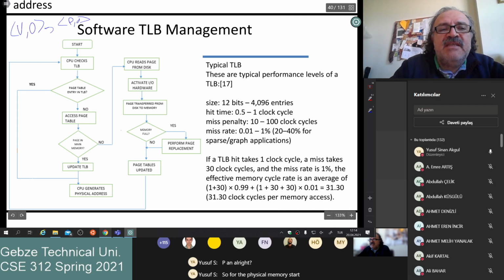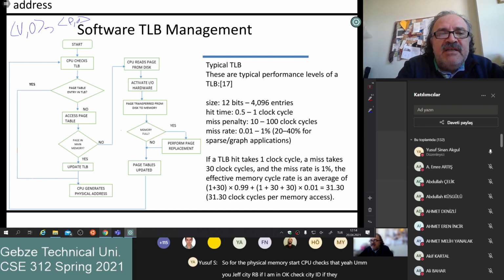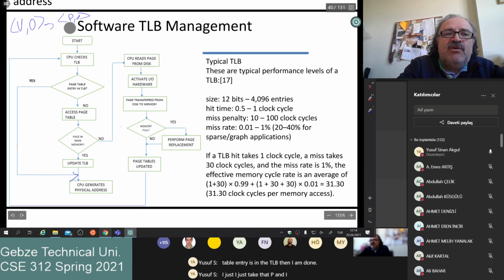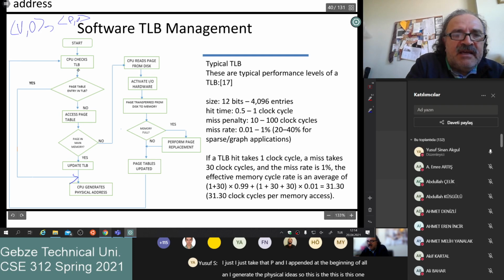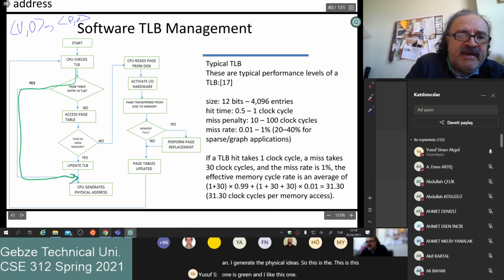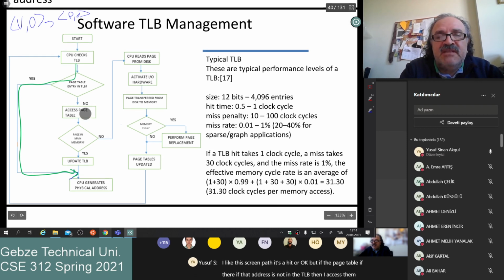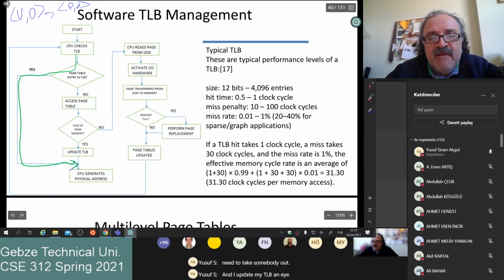Start. CPU checks the TLB, or MMU checks the TLB. If the page table entry is in the TLB, then I am done. I just take that P and I append it at the beginning of O, and I generate the physical address. So this one is green, and I like this green path. It's a hit. But if that address is not in the TLB, then I access the page table, which is in the main memory. If the page is in the main memory, then of course I load that entry in my TLB. Maybe I need to take somebody out. And I update my TLB and I generate my physical address, and that's it.